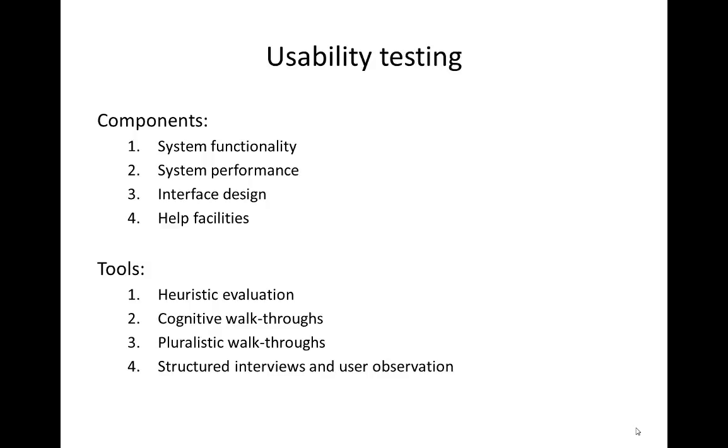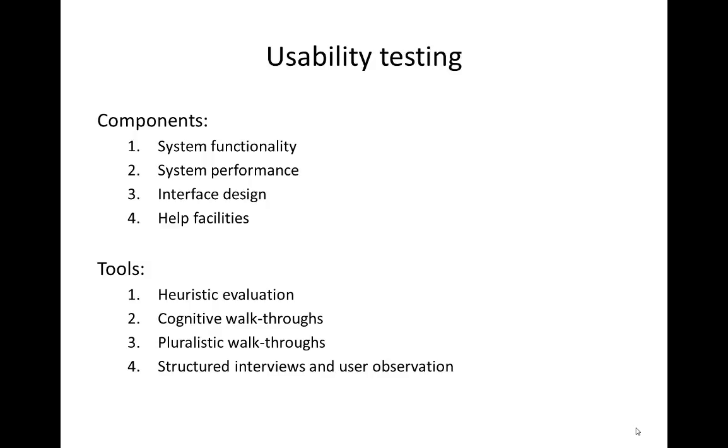You can test how well it works, because performance may kill a system. If a system doesn't perform adequately, you might as well throw it away. What is acceptable performance, of course, depends on what the system is meant to be doing, who the users are, what the context is, etc. You can test how well the user interface design delivers the functionality. And the other thing to check is the help facilities. Are they adequate? When somebody gets stuck, can they find out how to solve their problem, for example?